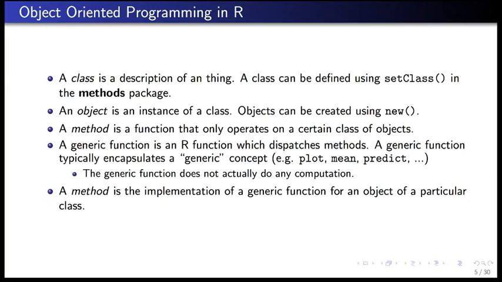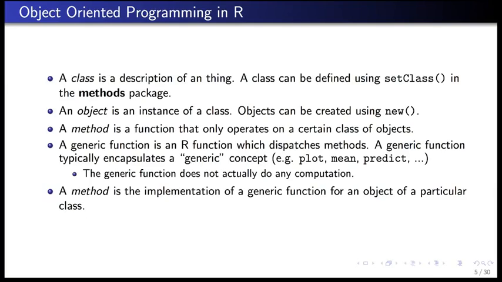Now a method is a function that only operates on a certain class of objects, right? For example, there may be some functions that only make sense for numeric objects or integer objects, or some new type of data class like a matrix, or something like that. So a method, remember, is a function that only operates on a certain class of objects.